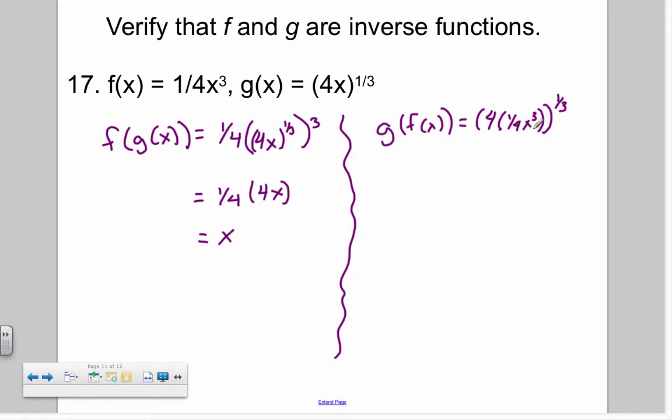Well, I'm going to start from the inside out here, and I can actually multiply 4 times 1/4 x to the 3rd, and that gives me just x to the 3rd, because 4 times 1/4 is 1. So this becomes x to the 3rd to the 1/3 power. Well, 3 times 1/3 gives me 1, which is just x to the 1st power, or x. So I have verified with both function compositions that I will get x as my answer, and that says that then my functions are inverses.